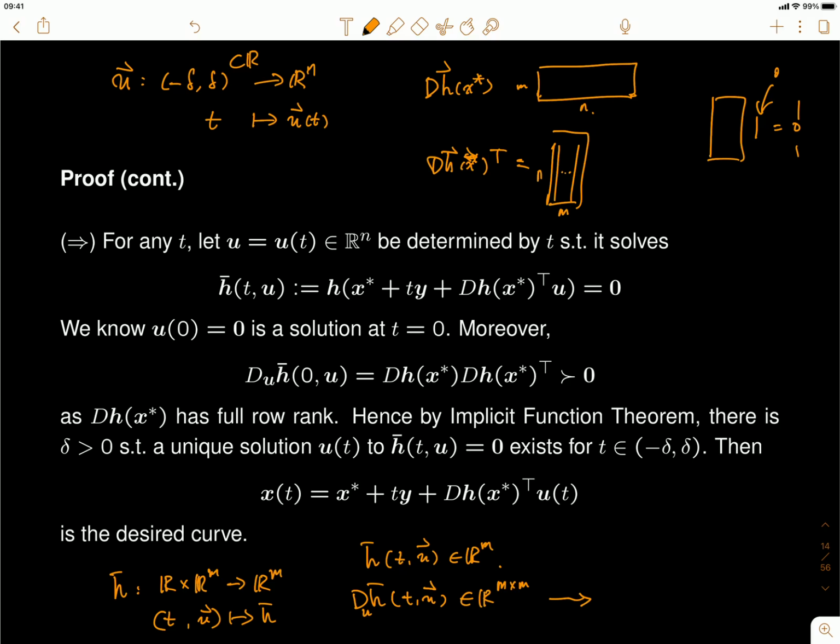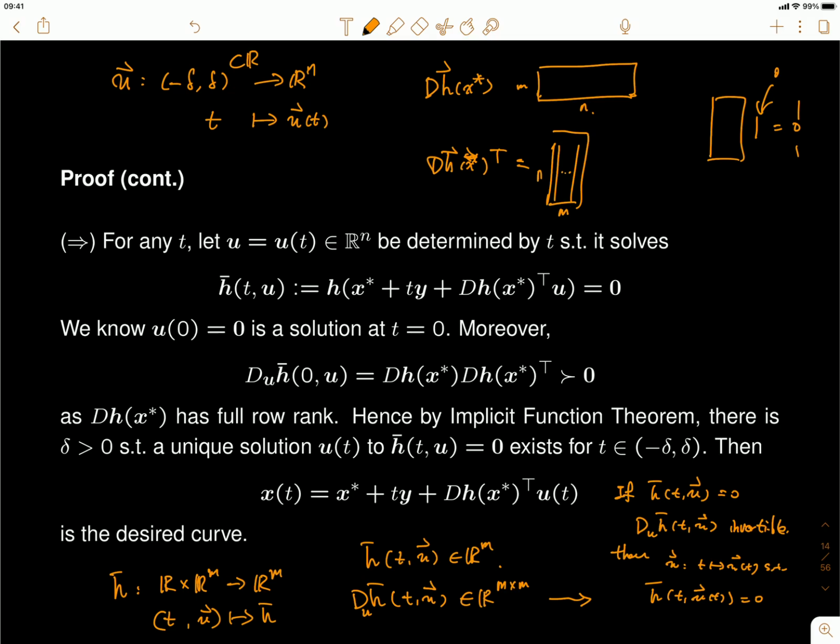So what I'm trying to say is that if h bar of (t, u) is equal to 0, and that the partial derivative with respect to u of h bar at (t, u) is invertible, non-degenerate, or non-singular, then this h bar equals to 0 implicitly determines a function u of t, such that h bar of t, u hat of t is equal to 0. Okay, so that's the implicit function theorem.